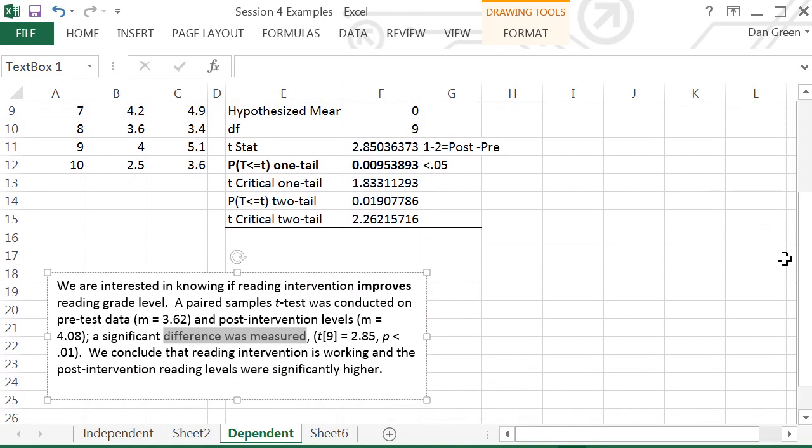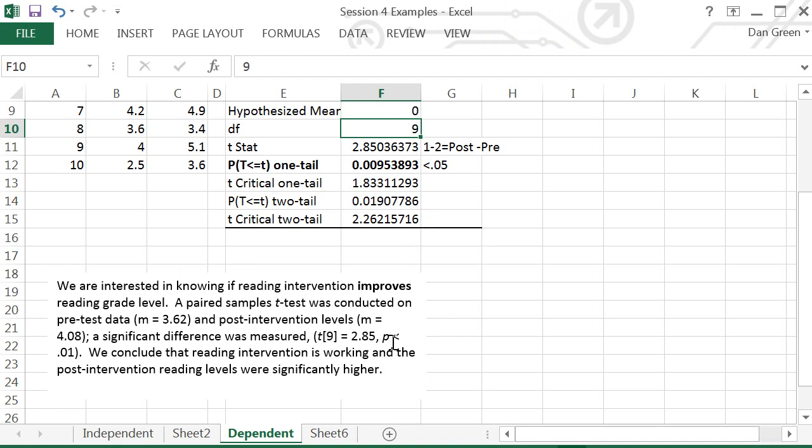Then you want to include in your APA summary the t-value that goes with 9 degrees of freedom. That 9 is right here. The t-value was 2.85. That's this value right here. Two decimal places is good enough. P was less than 0.01, because it was 0.0098 or 0.0095, which is less than 0.05, but we can be a little bit more specific. It was less than 0.01.